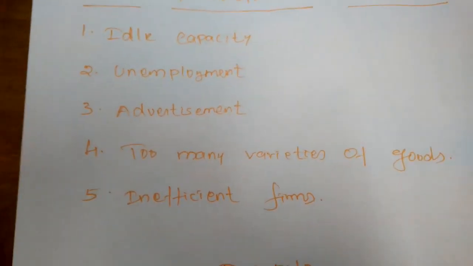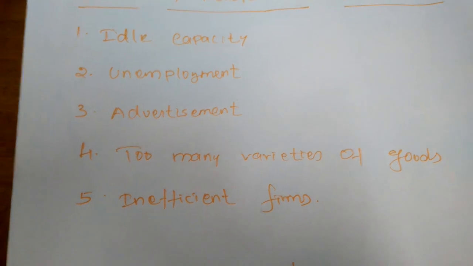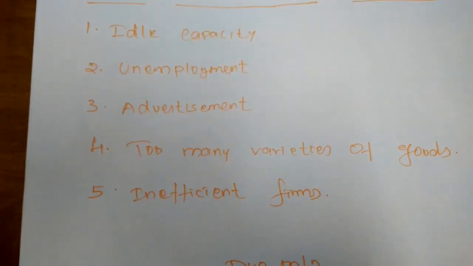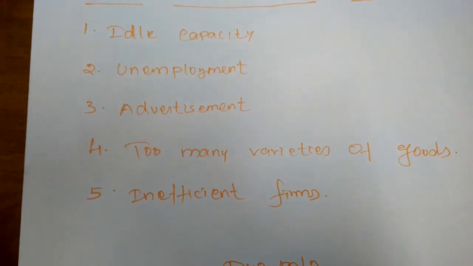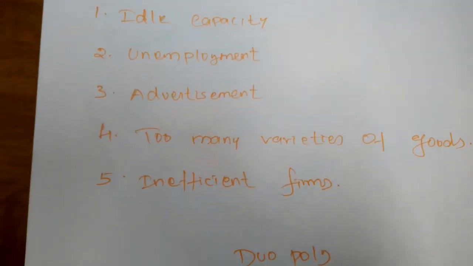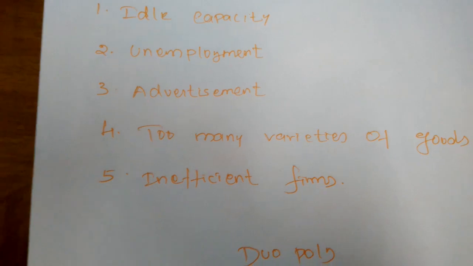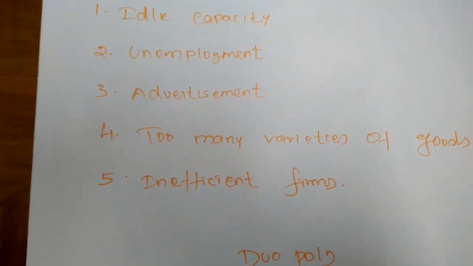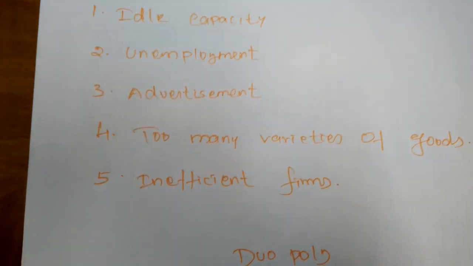Next, too many varieties of goods. Introducing too many varieties of goods is another waste of monopolistic competition. The goods differ in size, shape, style, and color. A reasonable number of varieties would be sufficient, and cost per unit can also be reduced.